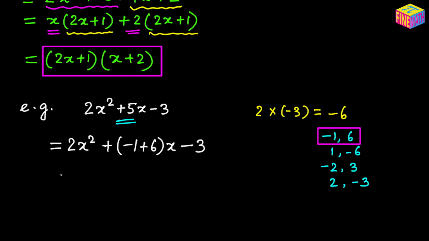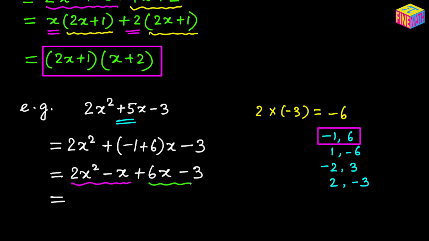So from here, what do we get? Well, now let's remove the parenthesis. So we are going to get 2x squared minus x, 1 times x means x, and then plus 6 times x, that would be positive 6x, and then minus 3. And now we are going to look at the first two terms together, and then we will look at the next two terms together. From the first two terms, do we have a common factor? Yes, we do. That common factor is actually x. So then we are going to be left with 2x minus 1.